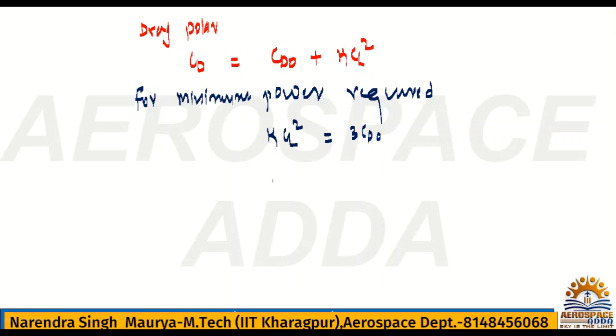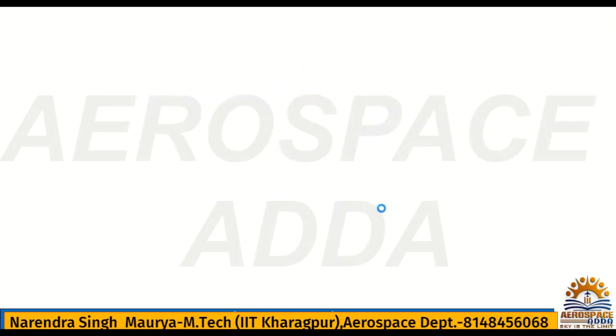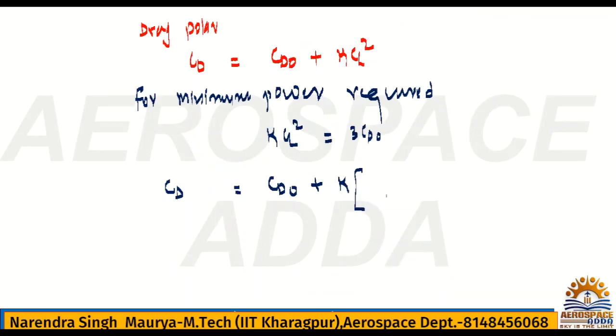So what you can write, CD is equal to CD naught plus K, and KCL square is equal to 3 CD naught also you can write. Okay, then finally what you will get, 4 CD naught, and then again CD naught you have to replace in terms of CLMP. Otherwise do one thing, you write K, and instead of CL you can write CLMP by n square. If you replace this value also, then you will get CD in terms of CD naught. It will be 4 CD naught.